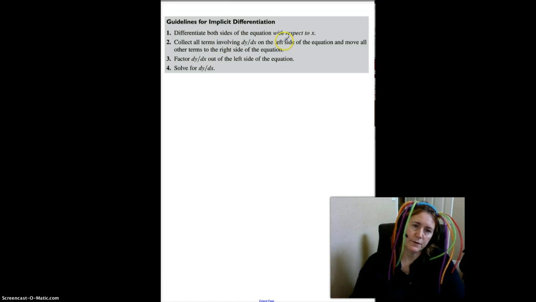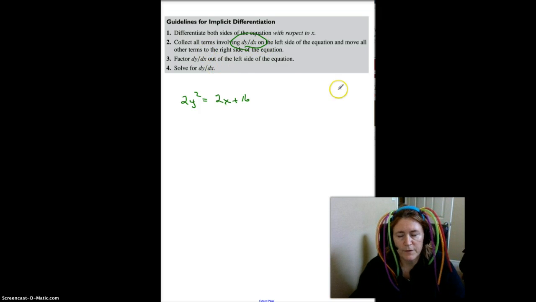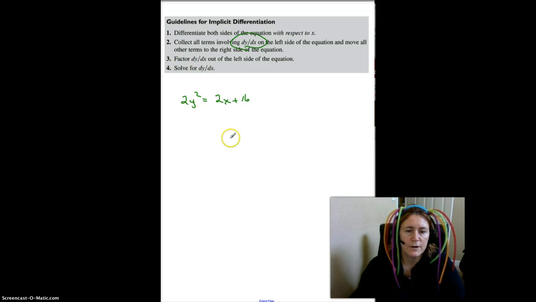These are the guidelines for implicit differentiation. You differentiate both sides with respect to x. Collect all terms involving dy dx on the left side, move everything else to the right, and then factor out dy dx and solve for dy dx. So let me do this. What if I had this function right here, 2y squared equals x squared plus 2x plus 16? I know, they're even. I could divide through by 2, but I'm not going to.